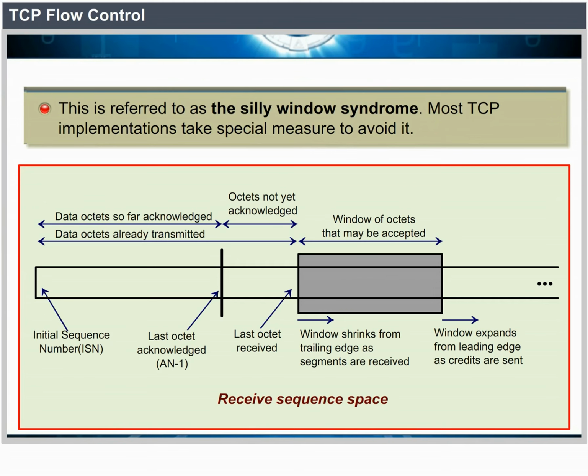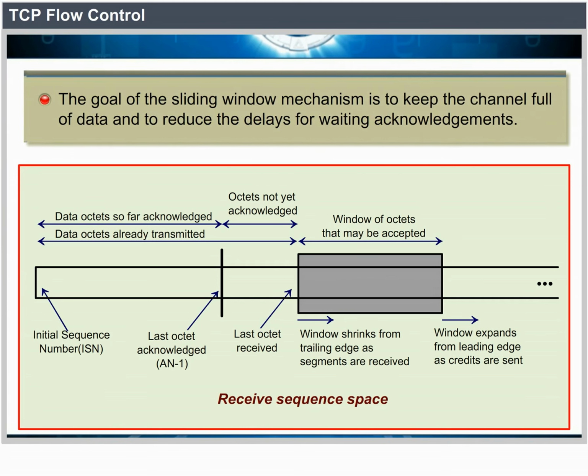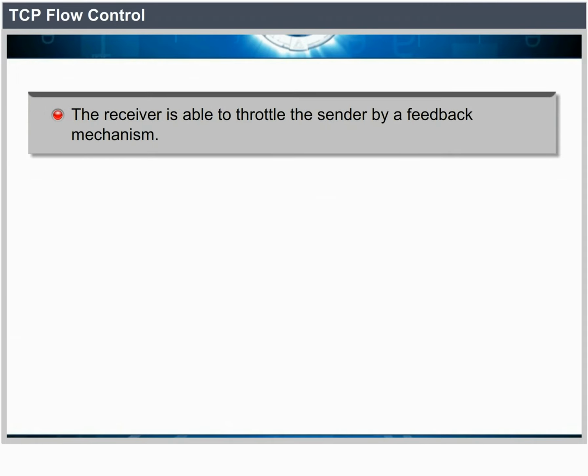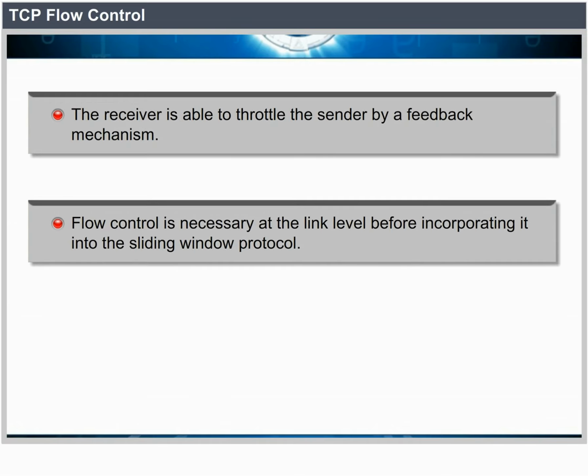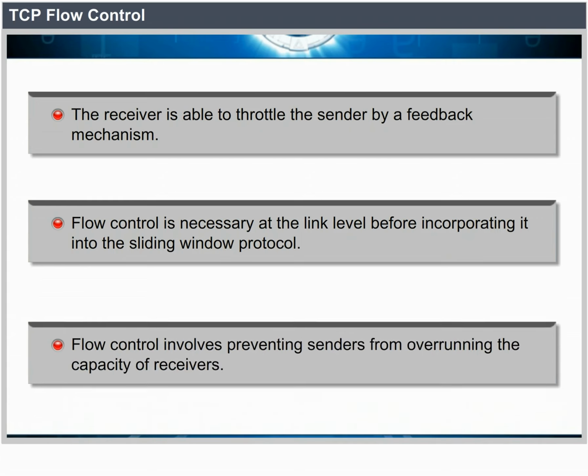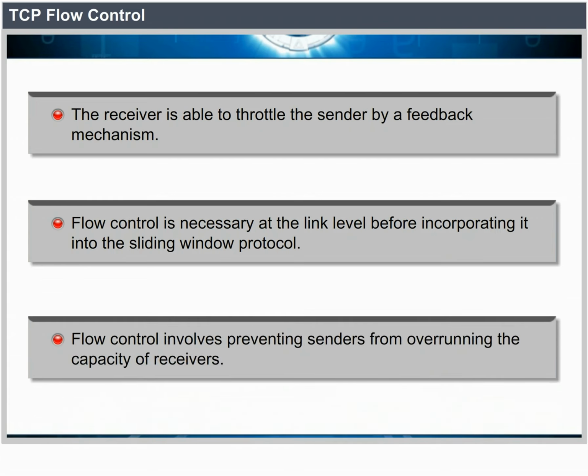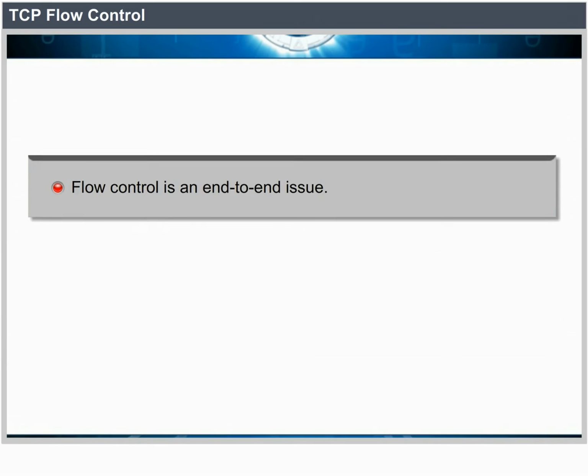The goal of the sliding window mechanism is to keep the channel full of data and to reduce the delays for waiting acknowledgements. It is a feedback mechanism by which the receiver is able to throttle the sender. Flow control is necessary at the link level before incorporating it into the sliding window protocol. Flow control involves preventing senders from overrunning the capacity of receivers. Flow control is an end-to-end issue.